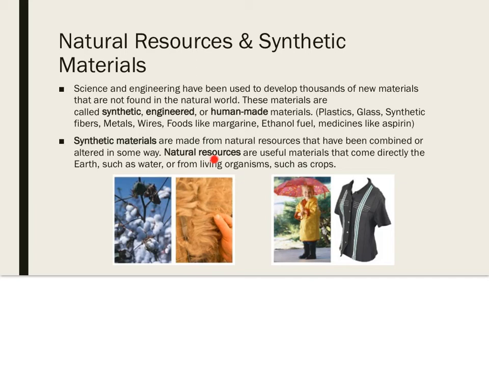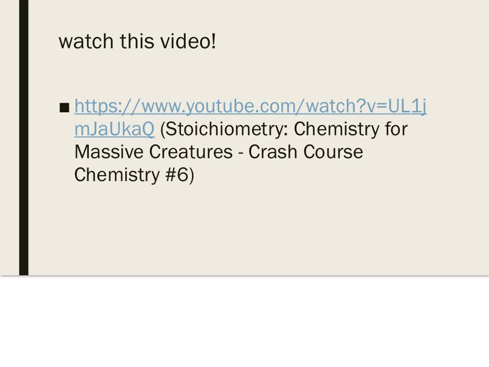All right, natural resources, remember, are useful materials that come directly from the earth, such as water, or from living organisms, such as crops. So cotton and wool are both natural materials that come directly from natural resources. And then you've got nylon and polyester that are synthetic materials made by chemically processing oils and other plant materials. Make sure to watch this video sometime about stoichiometry, aka balancing equations.